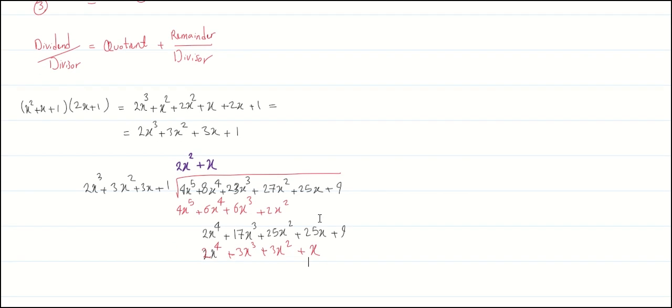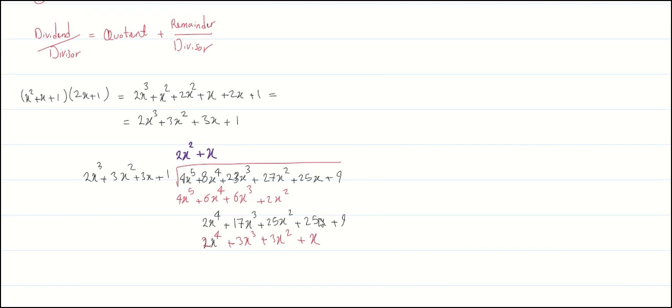Now you do the same thing again. You subtract the new expression from the expression on top of it. So we are left with 2x to the power of 4 and 2x to the power of 4, which cancel out each other. 17 minus 3 is 14x to the power of 3. 25 minus 3 is 22x squared, and we have 24x and plus 9.